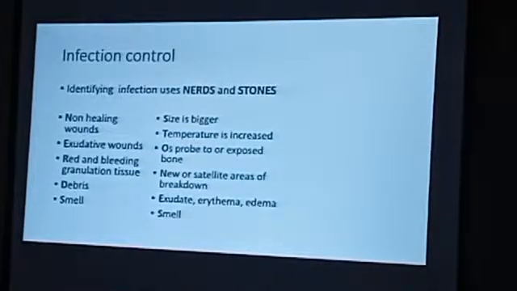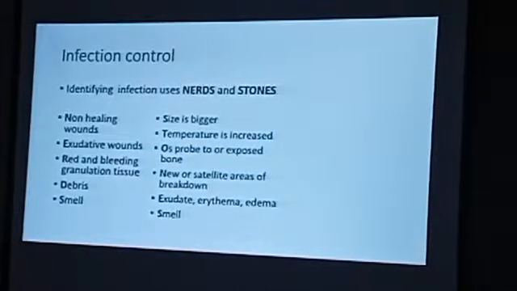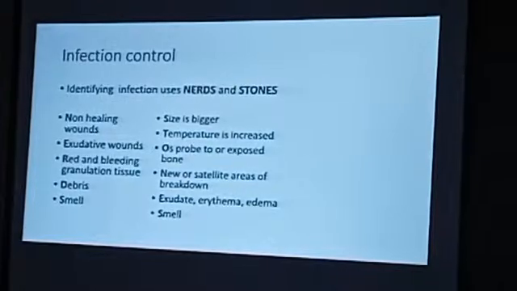How do we know that a chronic wound is infected? Okay, how do we know that it's infected? Now, this is an acronym, the NETS and STONES. The NETS and STONES is a way of knowing whether the wound is infected or not. Now, once a wound is not healing, it's most likely infected. If it's not healing, it's most likely infected.